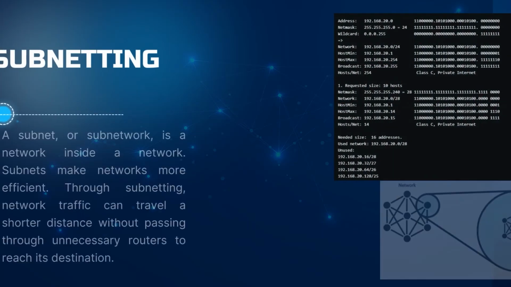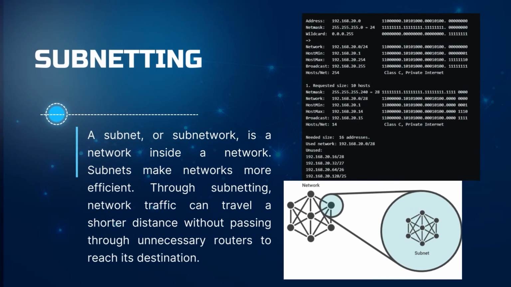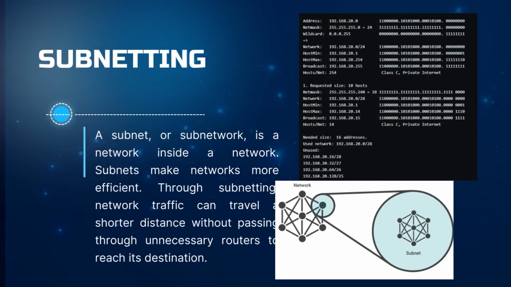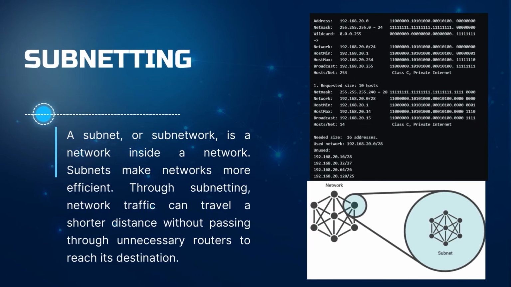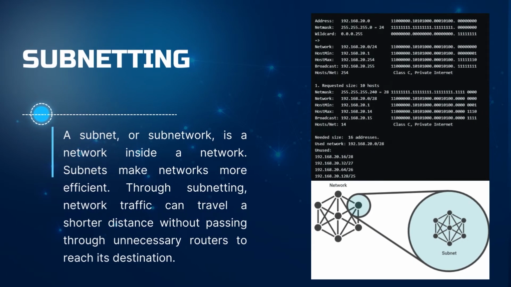Subnetting, however, is about the control of accessibility of every host in the network. The division of the IP address block in subnetting brings efficiency in the usage of network resources. A subnet or subnetwork is a network inside a network. Subnets make the network more efficient. Through subnetting, network traffic can travel a shorter distance without passing through unnecessary routers to reach its destination.